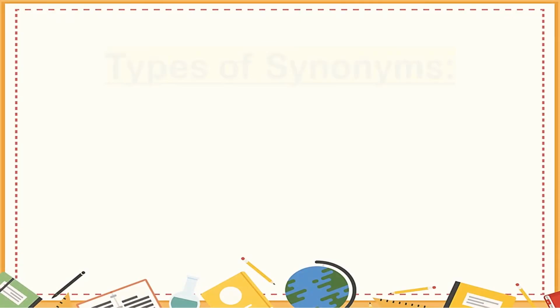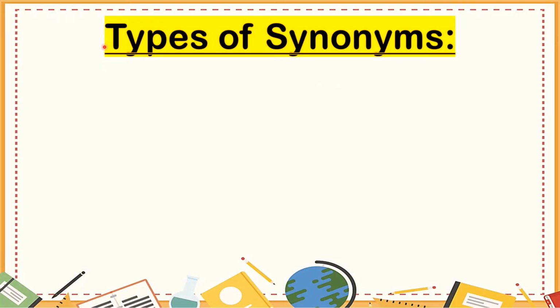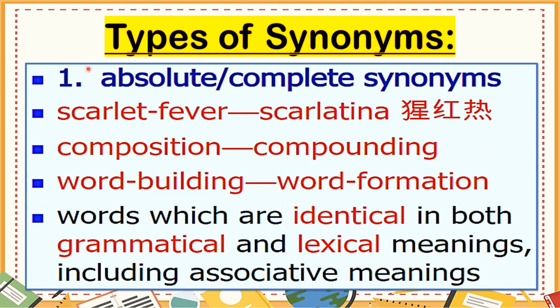Class, let us discuss the different types of synonyms, which are actually 2 types. Let's discuss the first one, which is absolute or complete synonyms. We have here some examples: scarlet fever, composition, compounding, word building, word formation. These words are identical in both grammatical and lexical meanings, including associative meanings.